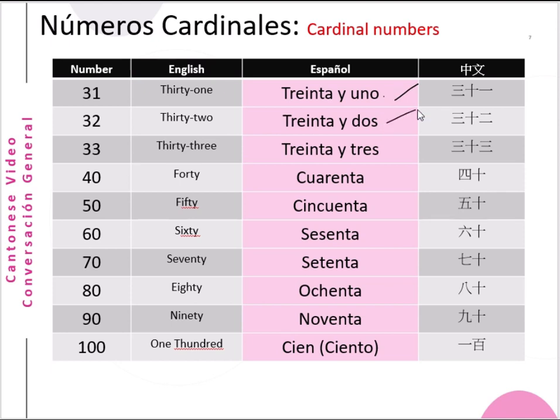Treinta y uno, treinta y dos, treinta y tres, cuarenta, cincuenta, sesenta, setenta, ochenta, noventa, cien, ciento. Now counting down: 100, 90, 80, 70, 60, 50, 40, 33, 32, 31. And how about if you want to say 52? You just add 50 and 2, so 52 is cincuenta y dos, and so on.